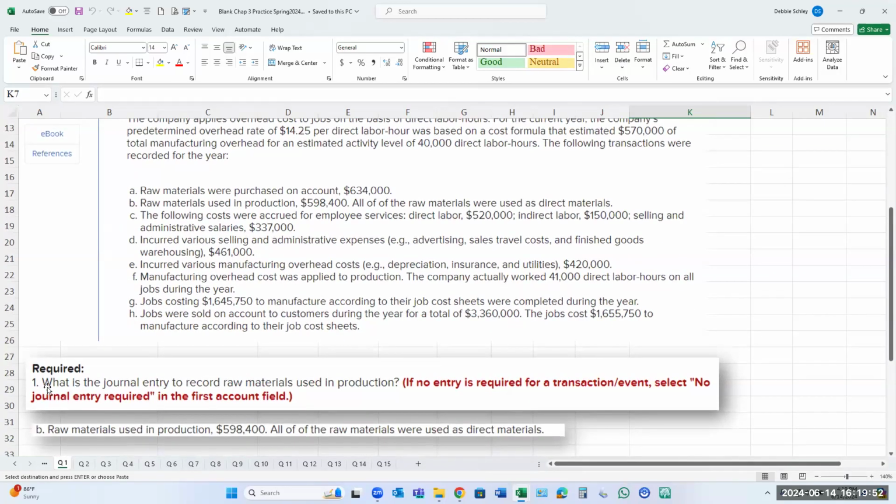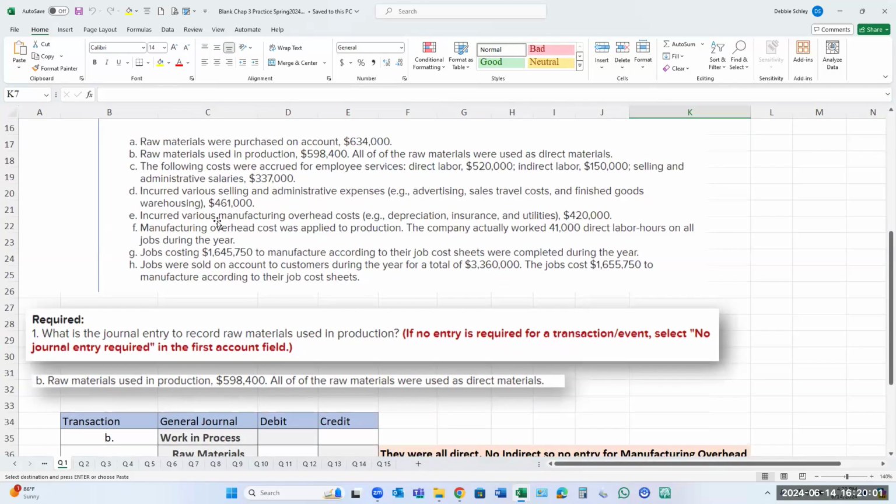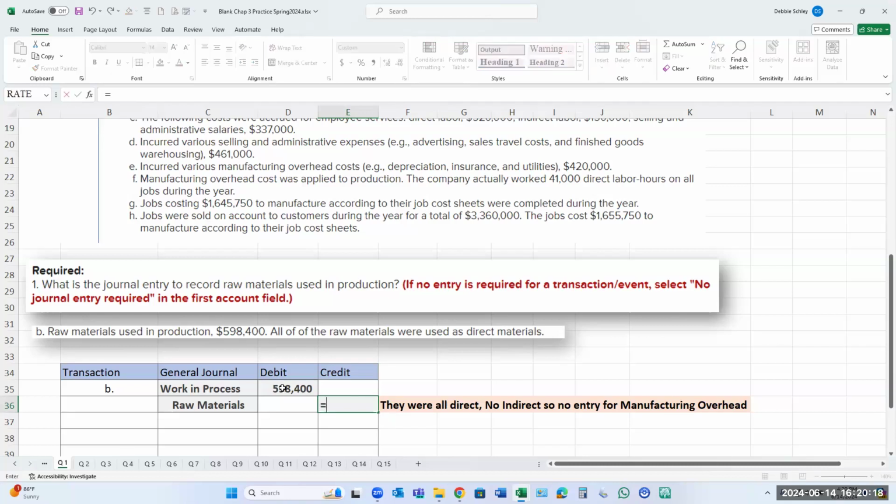So question 1, what is the journal entry to record raw materials used in production? So that is in B. A is the purchase, but raw materials used in production was B. So that is going to go into work in process as a debit. And they were all direct, so there is no manufacturing overhead entry. And then they will go out of raw materials as a credit.